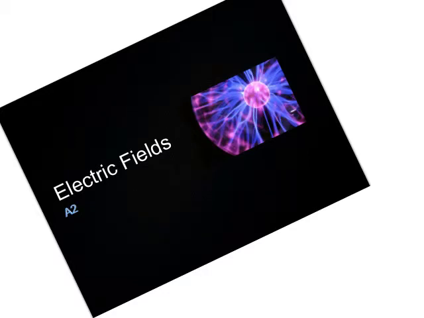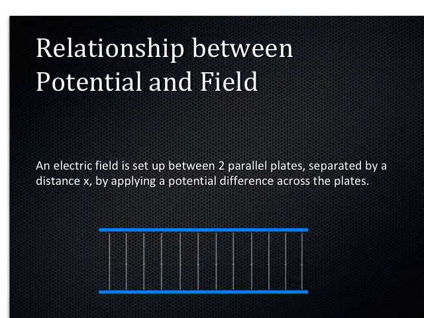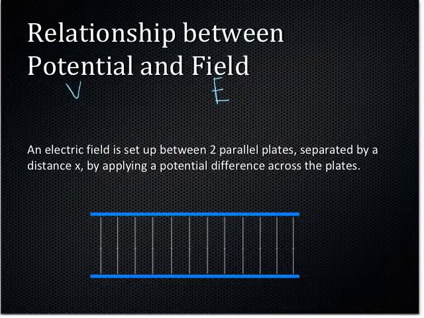Hi, this is another video on electric fields. So this time we look at the relationship between potential and the field. In other words, how V relates to E. An electric field is set up between two parallel plates separated by a distance x by applying a potential difference across the plates.